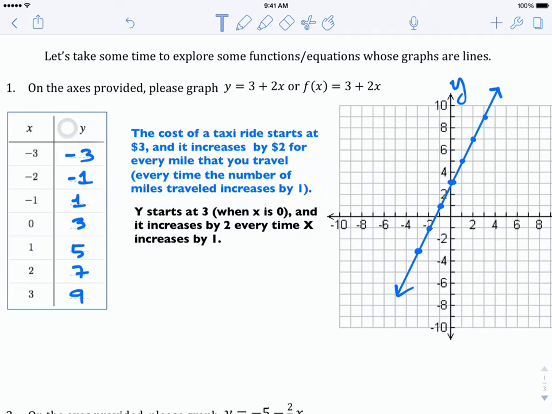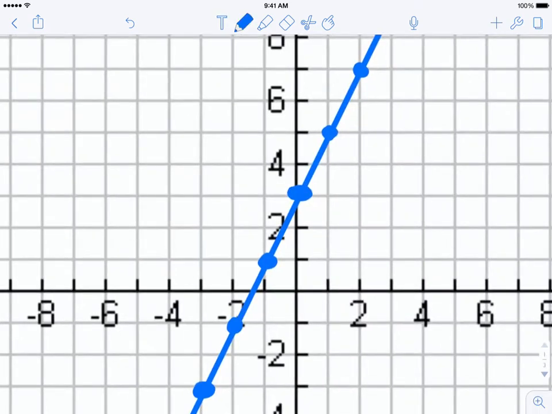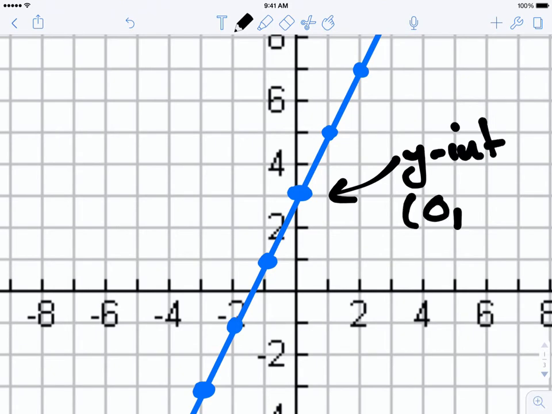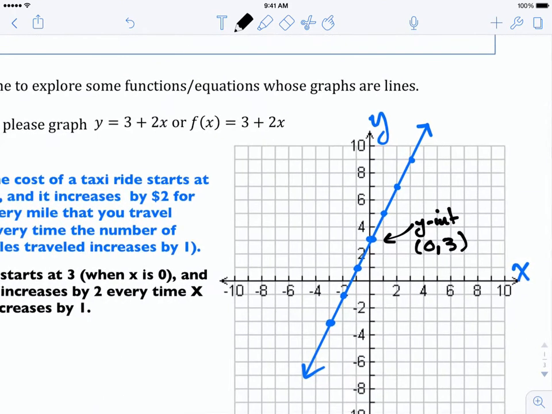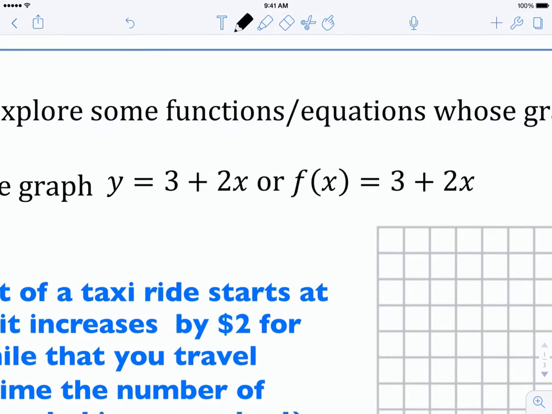Now let's go ahead and find the intercepts for this graph. I think the y-intercept is pretty easy. It's right there, right? This was the starting point for either the taxi ride or for y. That is our y-intercept, in this case the point (0, 3). And note to self, anytime you have an equation in this form, y equals some number plus something times x, that number is going to be your y-intercept, which is really nice.